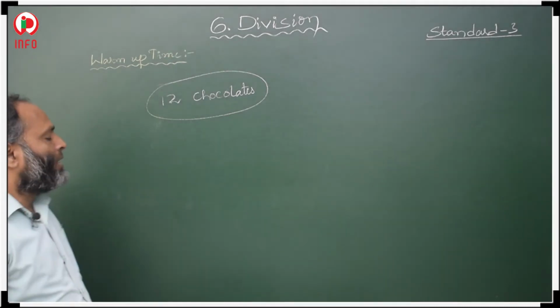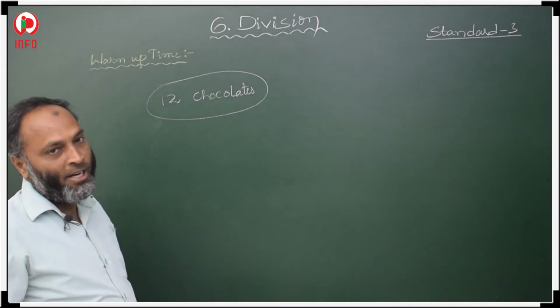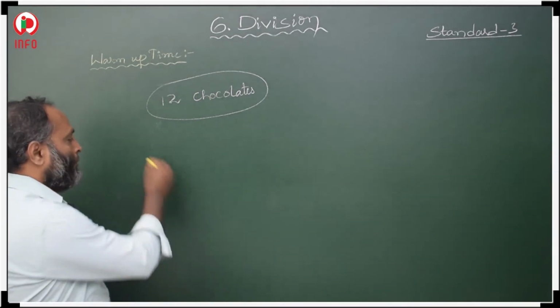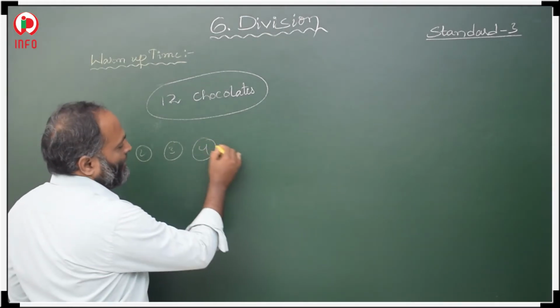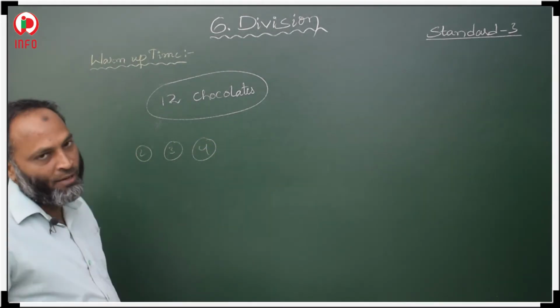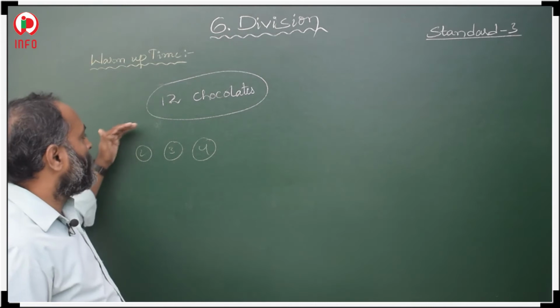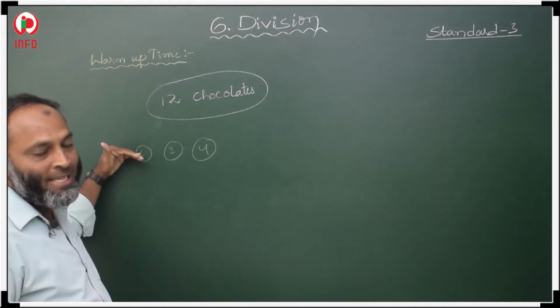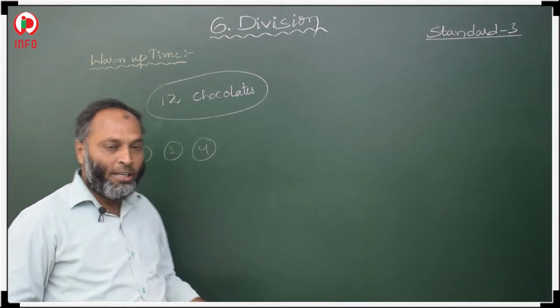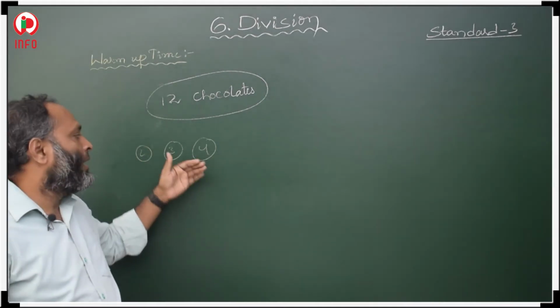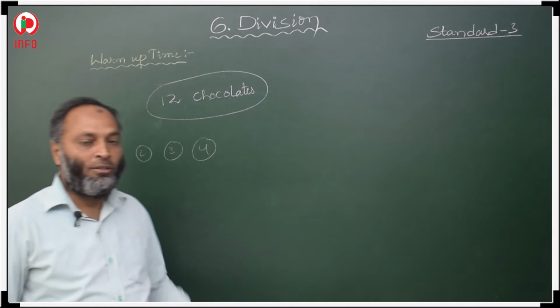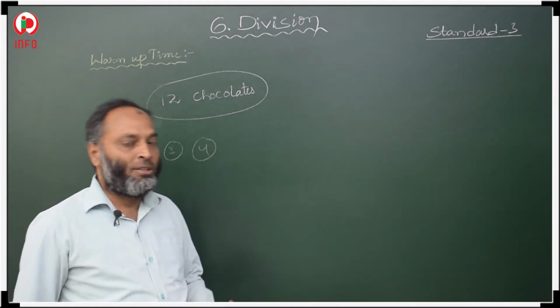So, first of all, we should know how many friends she has: 2 friends, 3 friends, 4 friends, 5 friends, 6 friends, whatever. So, if she has 2 friends, then how to distribute? If she has 3 friends, then how to distribute? If she has 4 friends, then how to give 4 chocolates?